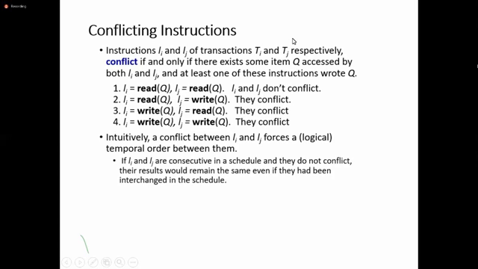T1 and T2 are different transactions, but both are using the same item Q. If the instructions are both reads, there is no problem; there are no changes. But read and write are going to change the value in Q. Their results would remain the same even if there had been an interchange in the schedule.